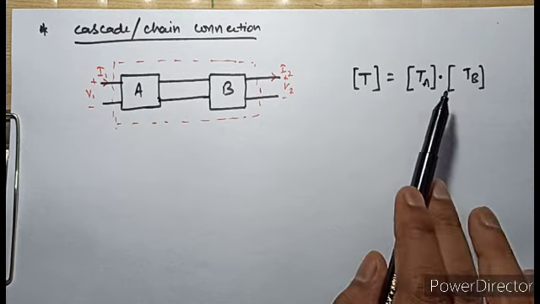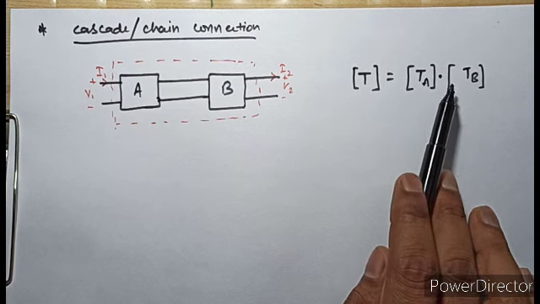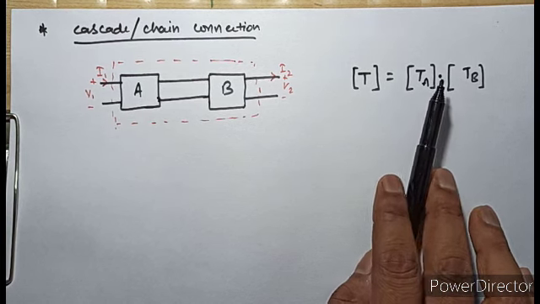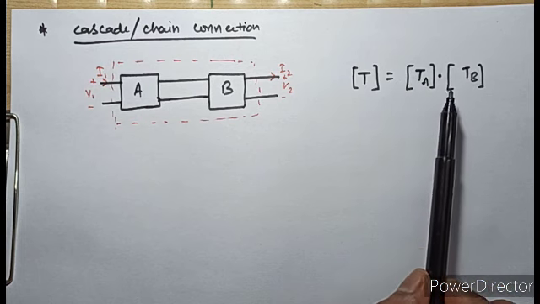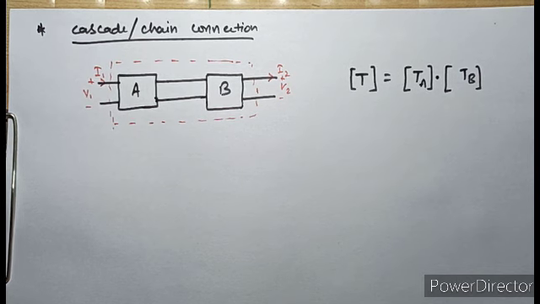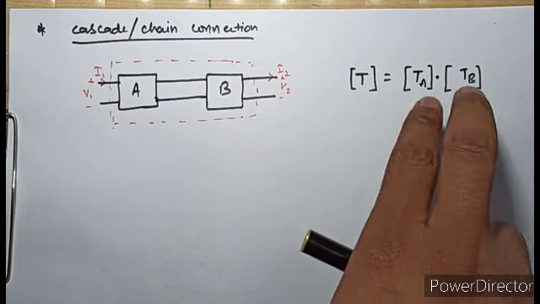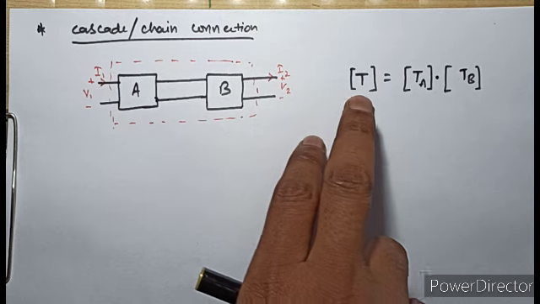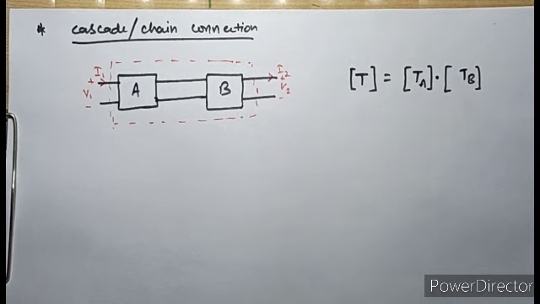Now see, here we don't have to do the normal multiplication. We have to multiply the parameter matrices. We have to multiply the matrices, T parameter matrix A and T parameter matrix B. We have to multiply both of these to get the final T parameters. So these were the connections. In total, 5 types of connection we have studied. Now we will see some problems.